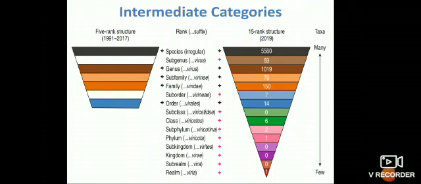Apart from all these 7 categories, there are intermediate categories. Let us start from the highest to the lowest level. Realm is the highest level. It has an intermediate level, subrealm, and kingdom is the next highest level. It has an intermediate category, subkingdom. Phylum has the intermediate category subphylum. Class, intermediate category subclass. Order, intermediate category suborder. Family, intermediate category subfamily. Genus, intermediate category subgenus, and species is the lowest category.